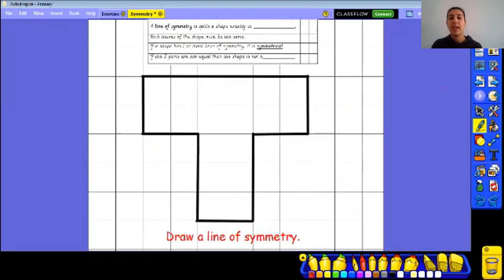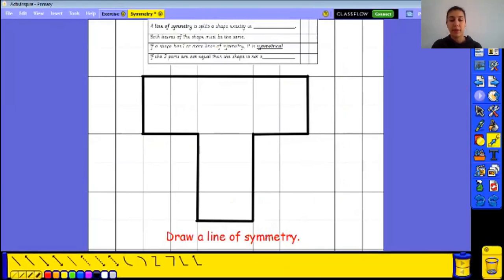So now we've got a shape here for us to draw a line of symmetry on. What we need to do is find somewhere where the shape can be split exactly in half. Remember, a line of symmetry can go in any direction. It can go vertically, it can go horizontally, it can go diagonally as well. So if I were to split my shape here, would these 2 halves look the same? Not at all.